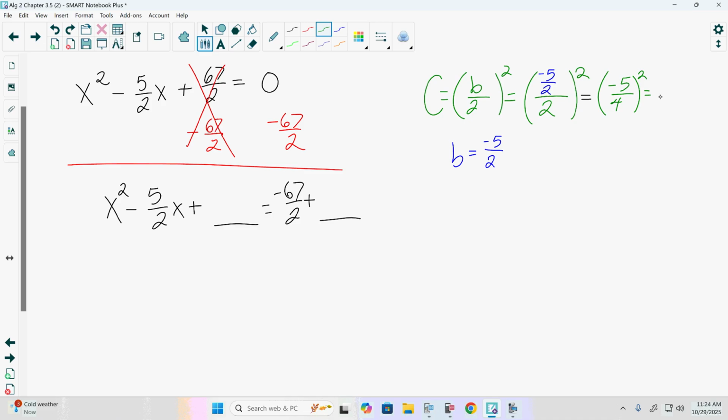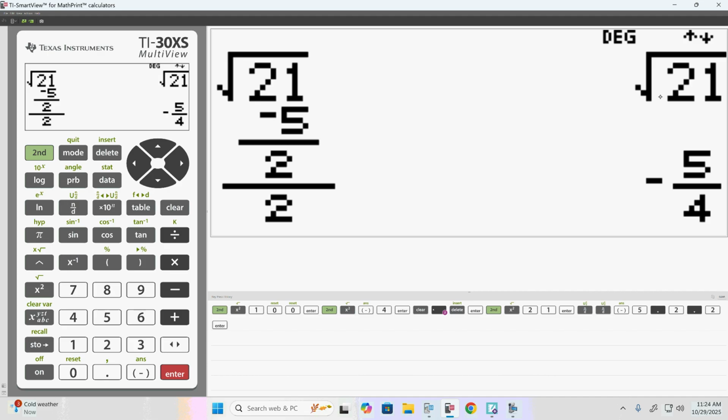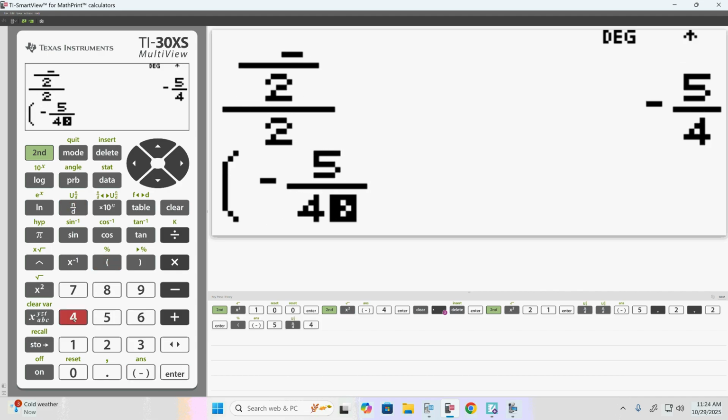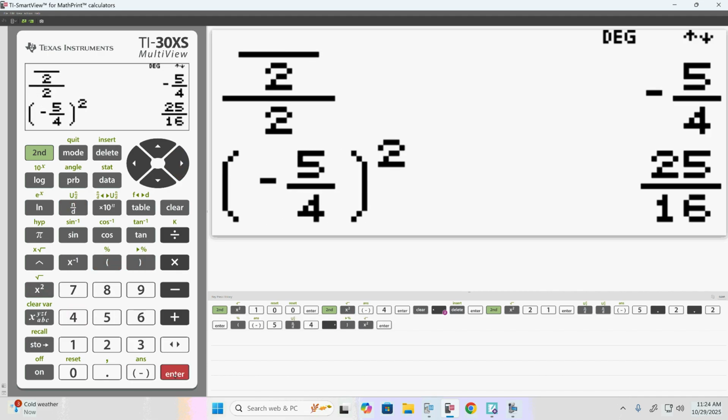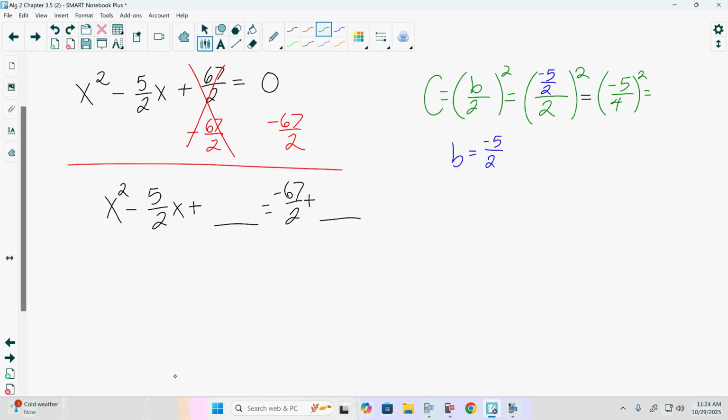Now to square it, we can grab the calculator and say -5 over 4 squared. Make sure you put parentheses around it, because if we don't, it'll tell us that it's -25/16 instead of positive 25/16. Our value of c that we plug back in will always be positive.